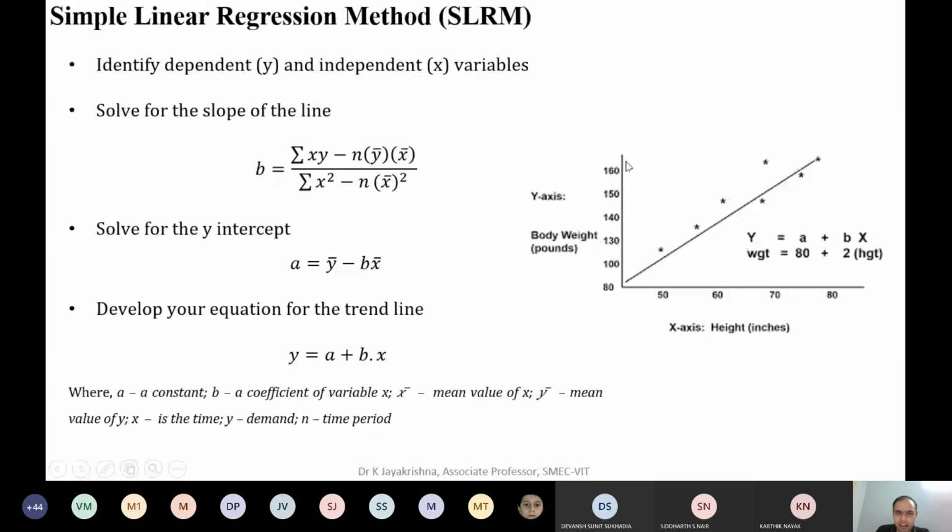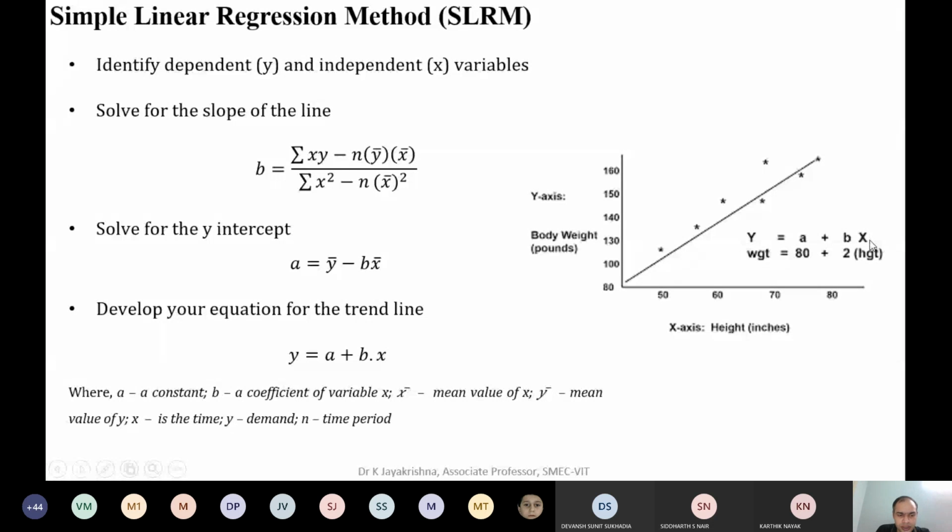To find this slope, I have the formula, right? Summation of xy minus n into y bar into x bar, divided by summation of x square minus n into x bar square. This is how we normally find the slope of the line. Next, how to find the y intercept? a equal to y bar minus b, the b we calculated, into x bar, and y is equal to a plus bx. We are removing the bar, so our equation is y equal to a plus bx.